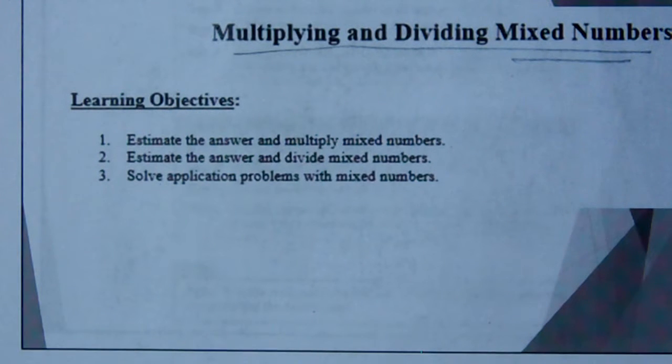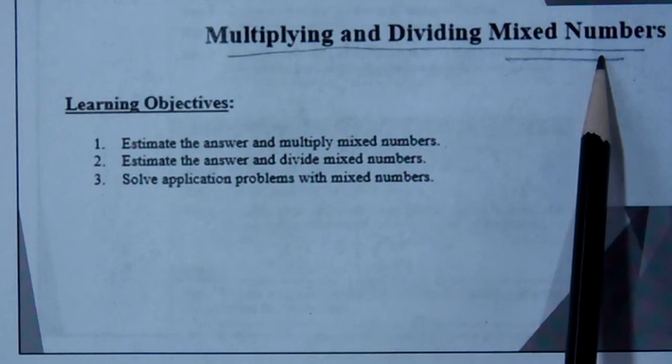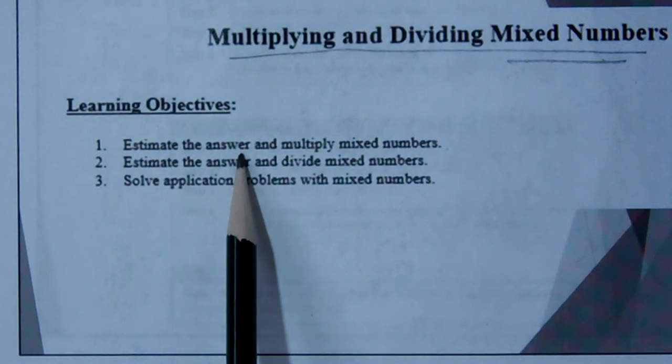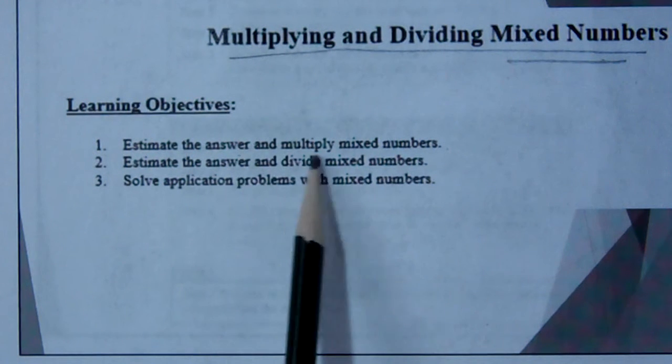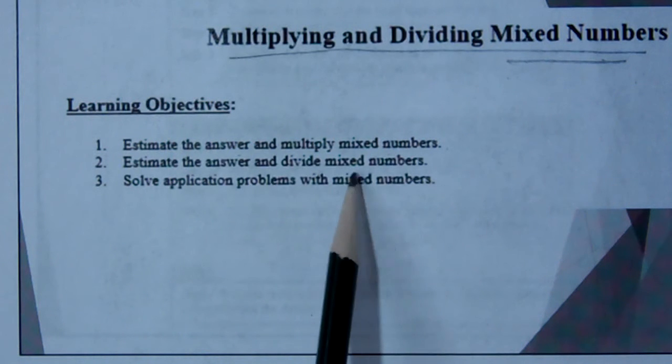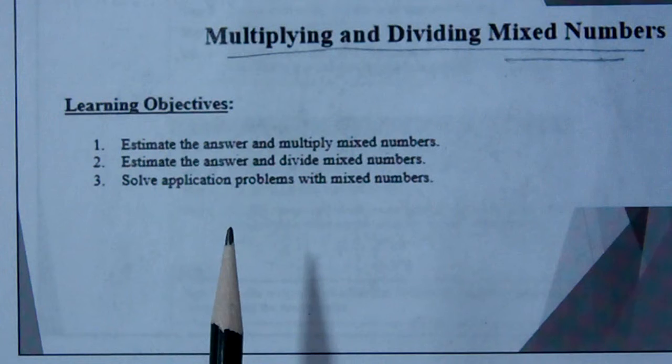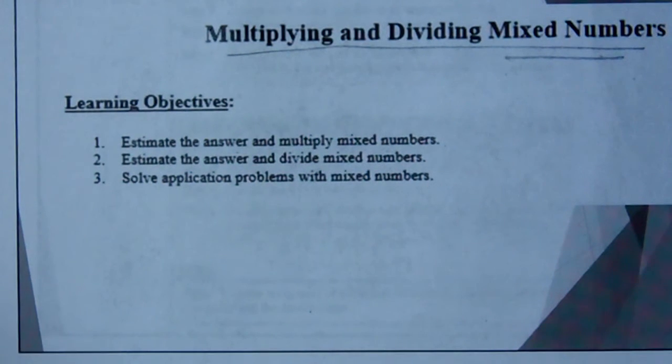We're going to be talking about multiplying and dividing mixed numbers. And the directions are going to talk about estimating the answers. We kind of just round them off and then we multiply the mixed numbers or divide the mixed numbers to come up with exact answers. And of course there are some application problems that we're going to look at.